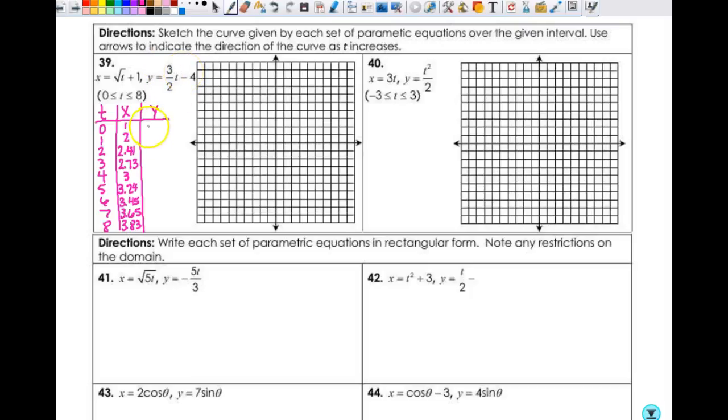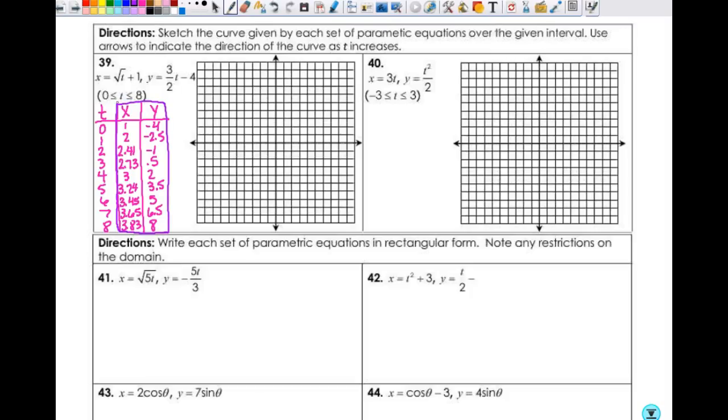Then I also take t and substitute it in here. When you do that, you get negative 4, negative 2.5, negative 1, 0.5, 2, 3.5, 5, 6.5, and 8. So then what you're plotting on your graph is just x and y. This is the only thing that actually goes on the graph. T affected the values, but they don't get graphed.